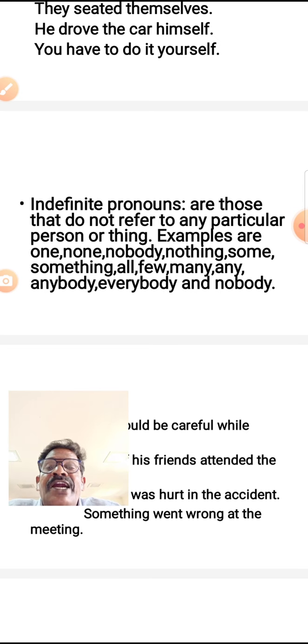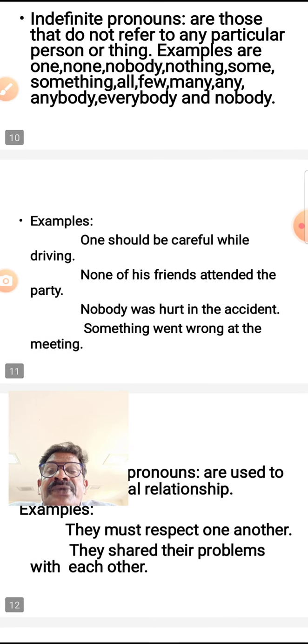Many of you have failed. Nobody turned. Like this. These are called indefinite pronouns. And next, let us go for examples so that you will understand it very clearly.